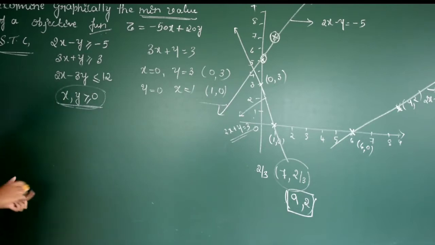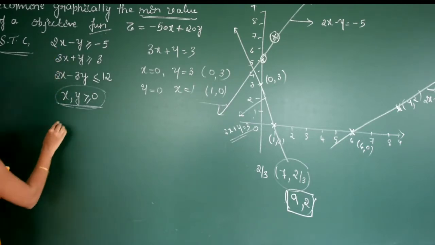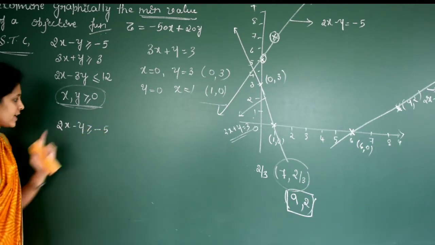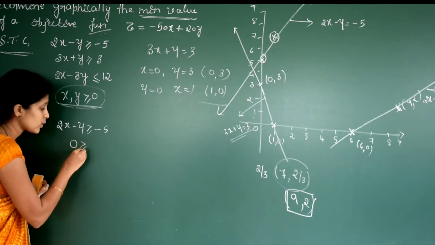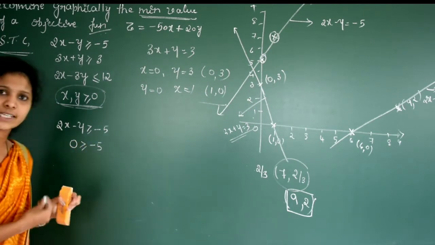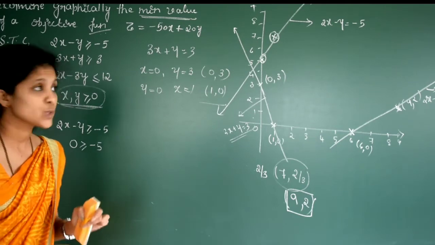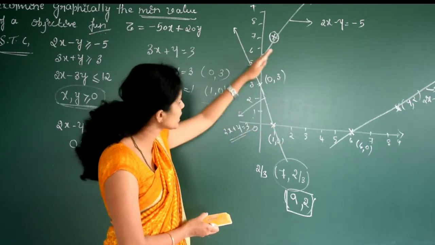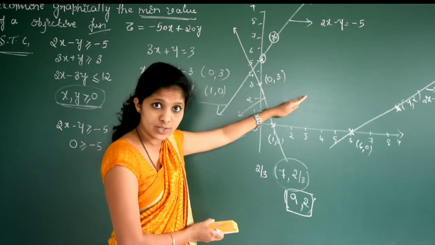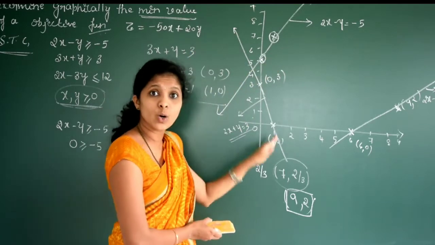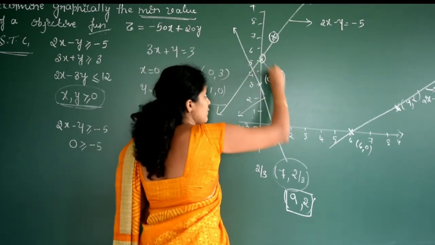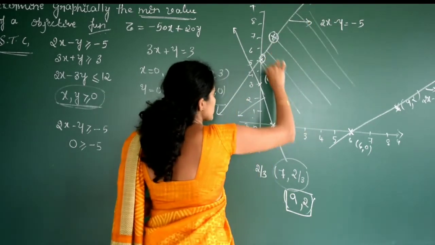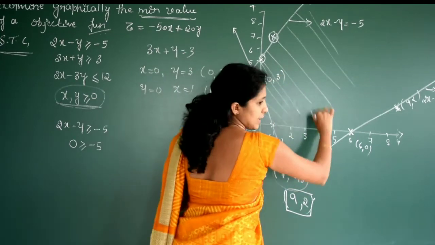See here, the first equation is 2x minus y is greater than or equal to minus 5. If I substitute x and y as 0, 0 is greater than or equal to minus 5. Is it true? Yes, right? 0 is greater than minus 5. So it is true. True means the solution region of this one includes the origin, which means we have to take the downwards. If you take the upwards, it does not include the origin. So the solution region for this one will be the downwards. Clear? Only in the first quadrant for the first one. So this will be the solution region for the first one.